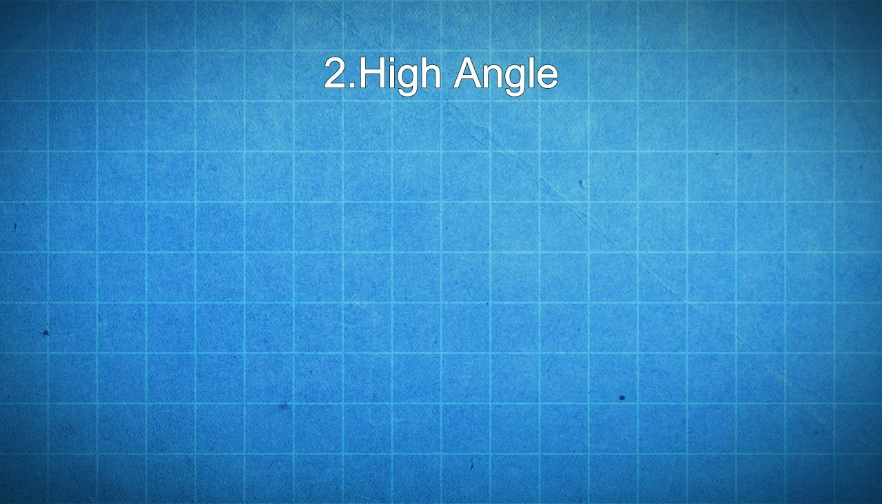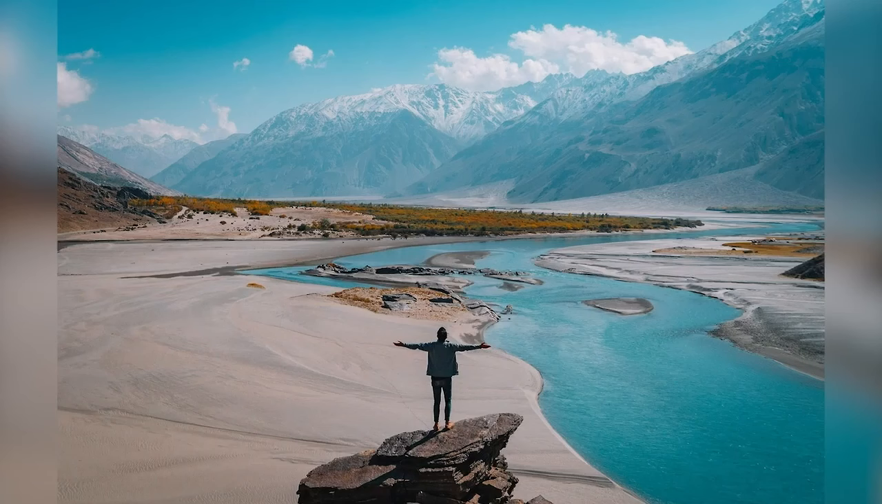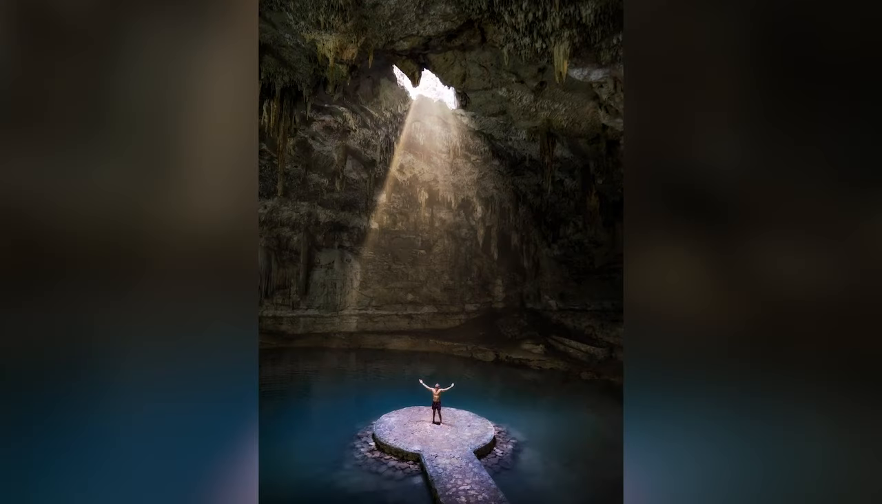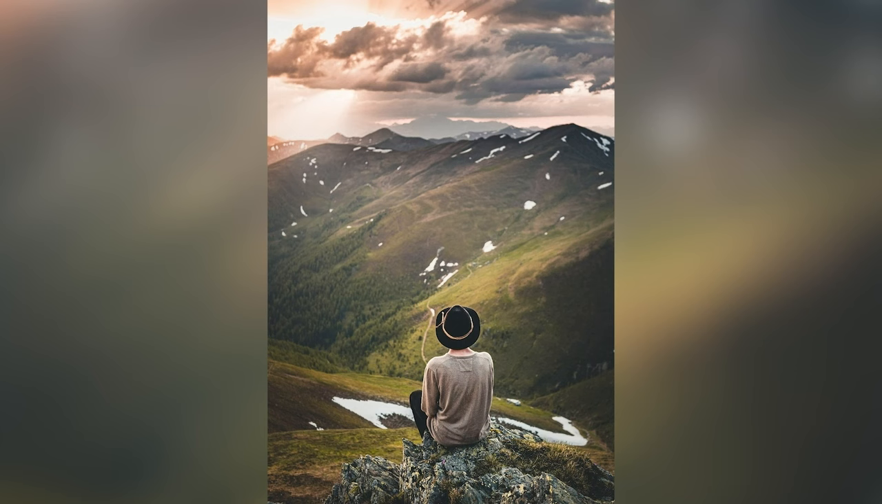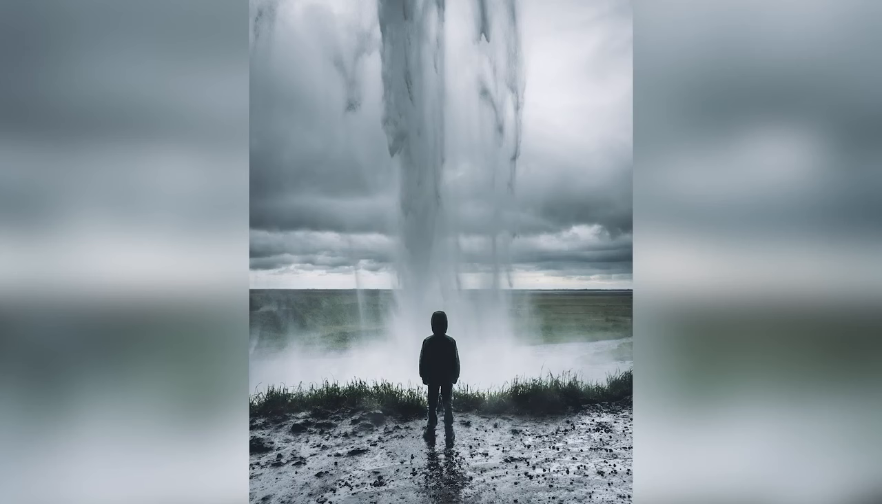Next, high angle. High angle can make your subject appear smaller and increase depth in your image. Try getting above your subject and shooting down at it. It can also make your subject appear inferior, so keep this in mind.